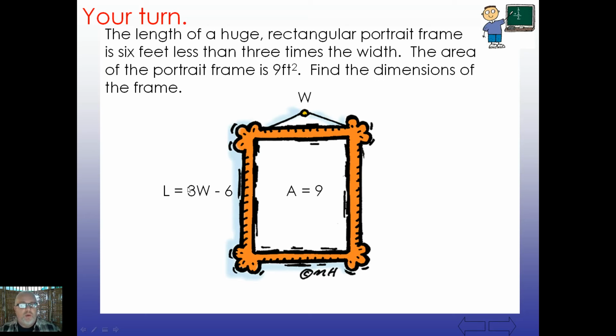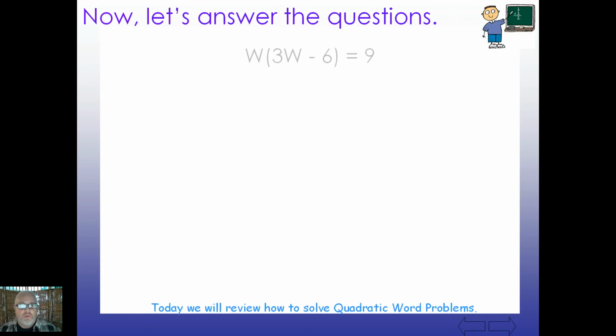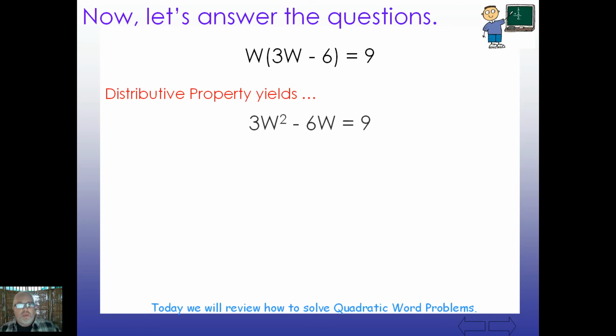All right, now what do we know about area? Well, area is, of course, length times width. So we're going to use the dimensions we found. W multiplied by 3W minus 6 equals 9. And let's just go to work. So let's use the distributive property like we did previously. And take off from there and see what you can do to find our dimensions of our portrait.